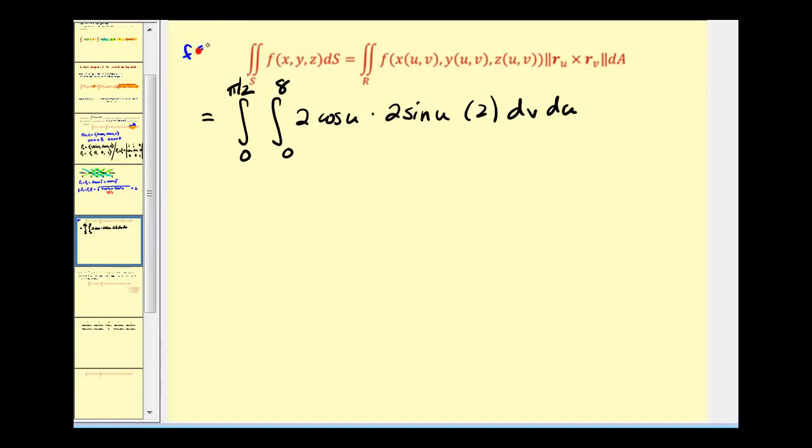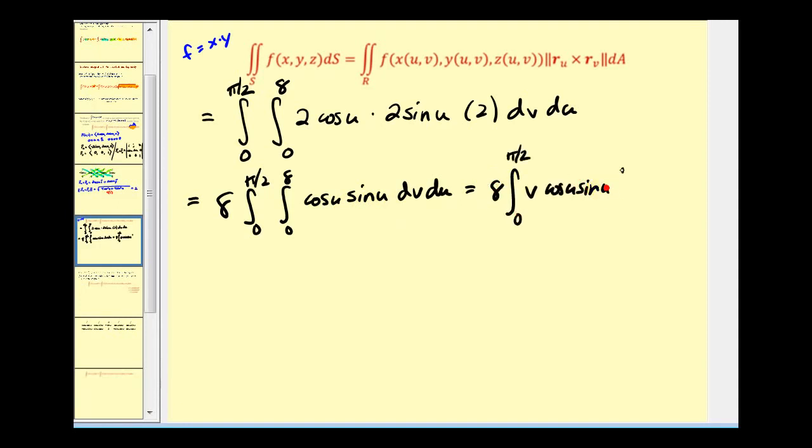So remember, our function was equal to x times y. That's why we have 2 cosine u times 2 sine u. Okay, so let's go ahead and pull out the 8 and start to integrate. Integrating this with respect to v is just going to give us v times cosine u sine u. Replacing v with 8, we'll have 8 cosine u sine u minus 0. So we'll have 64 cosine u sine u.